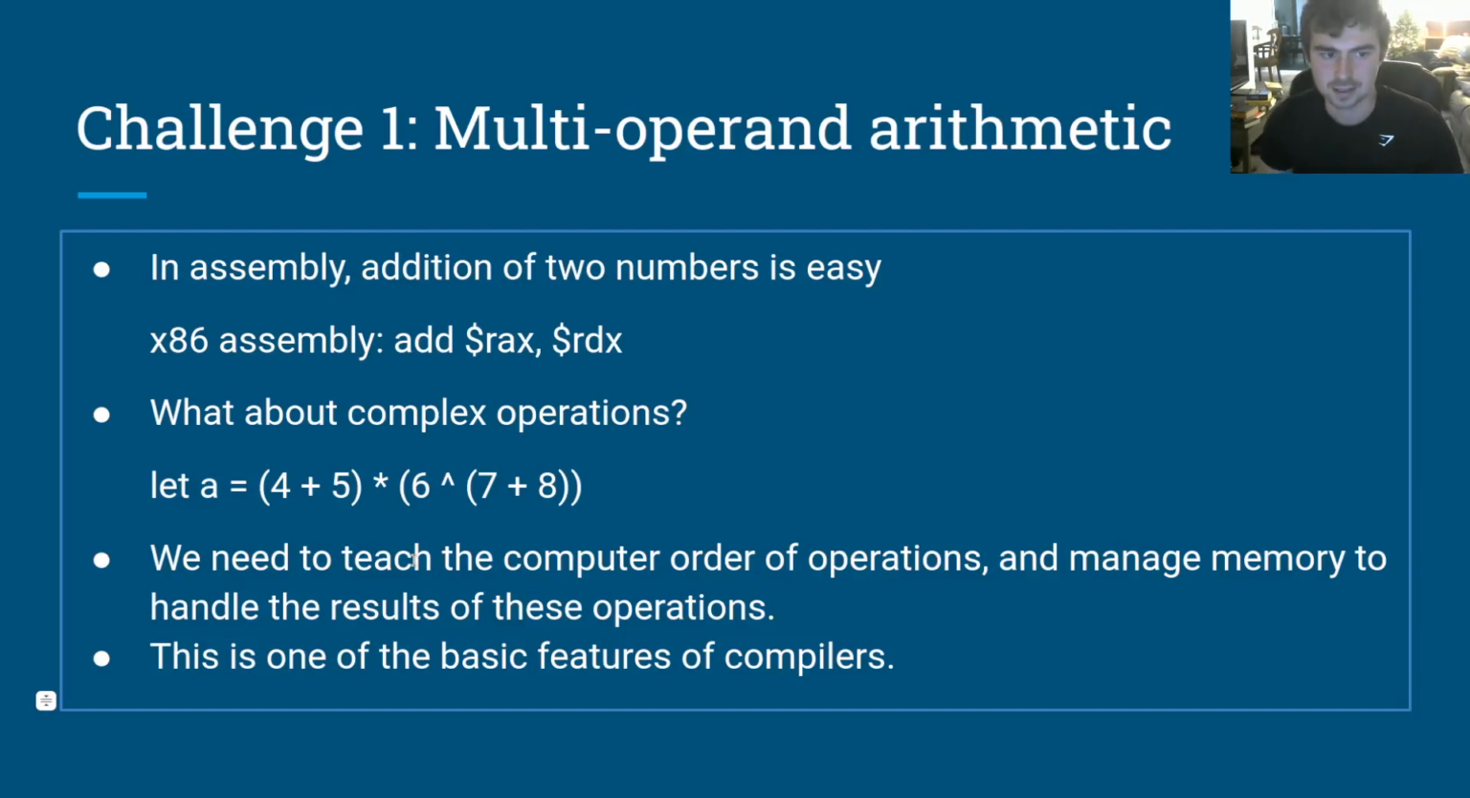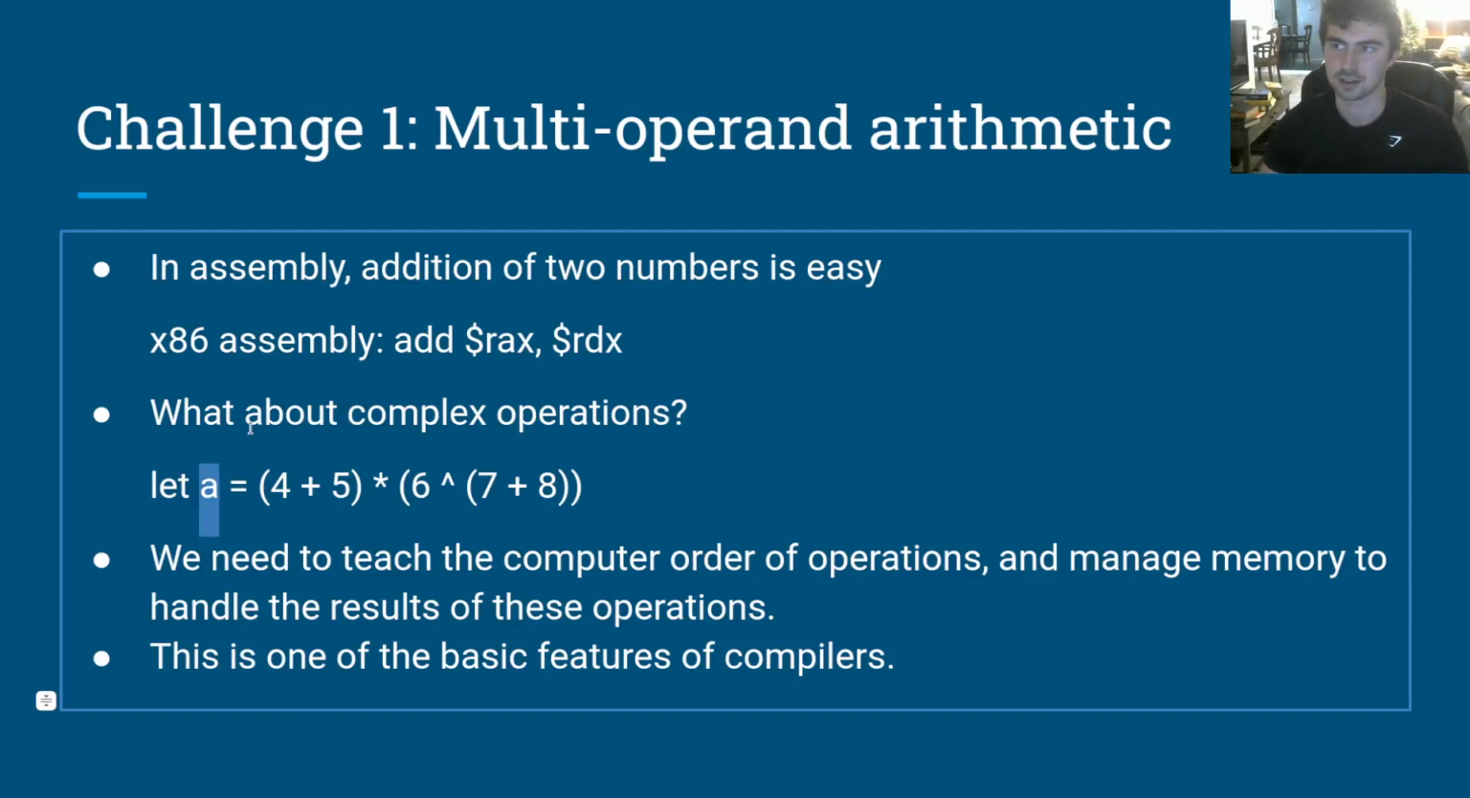So we had to teach the computer how to do the order of operations, how to know which of these needs to get run first, and then managing the memory to handle the results of this operation. So 7 plus 8 is going to get stored somewhere, and then that value is going to get exponented with 6. Exponented, I don't know if that's a word. And then that's going to go to a memory address, and then this is going to get run, and that's going to go to a memory address, and then those two results are going to get multiplied together, finally getting stored in the location of heap space that we allocate for memory address A.